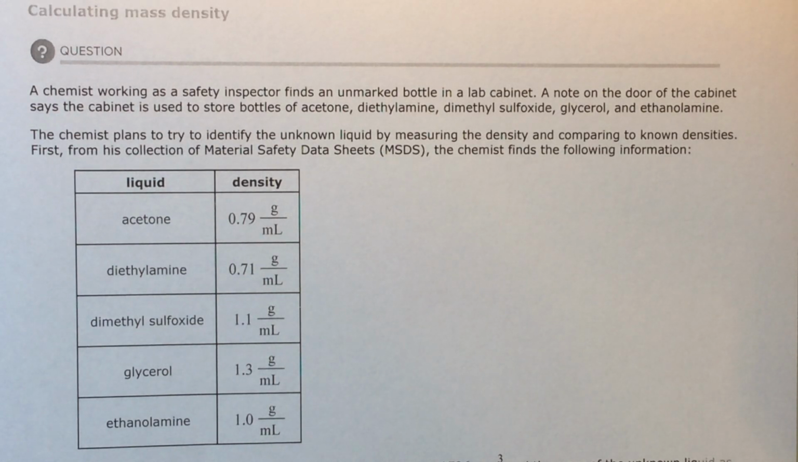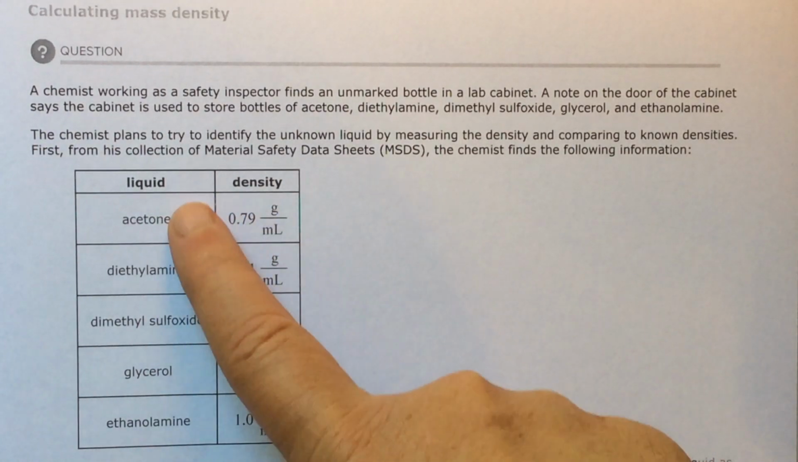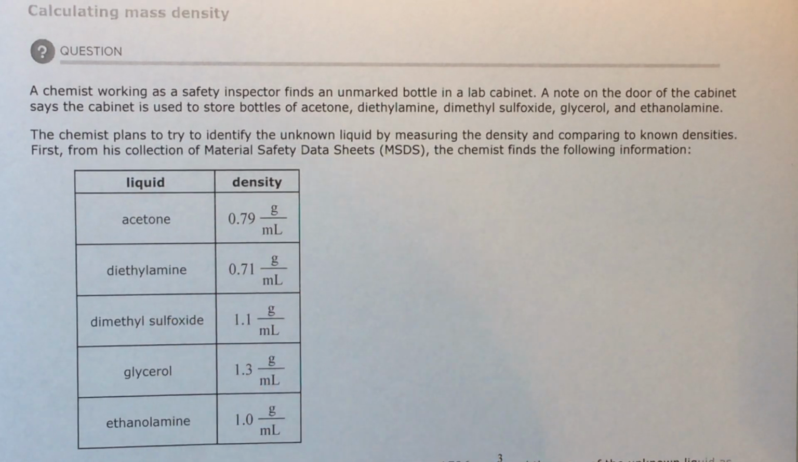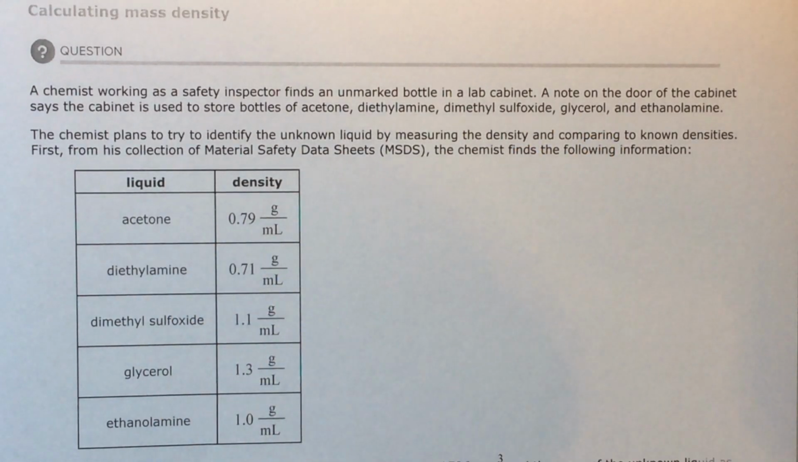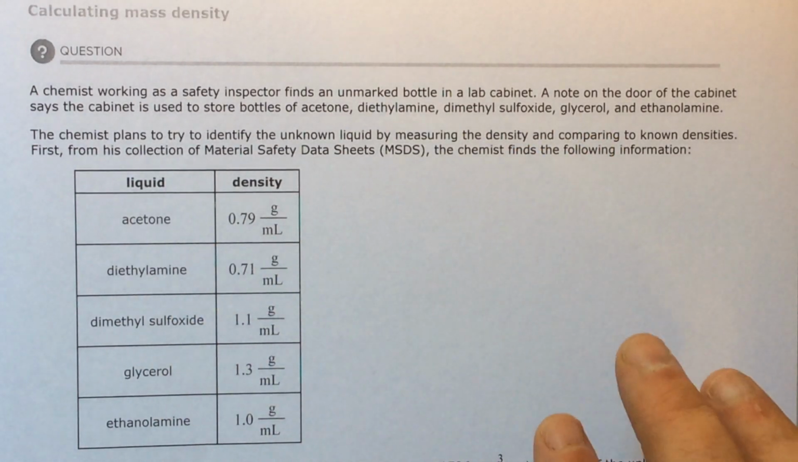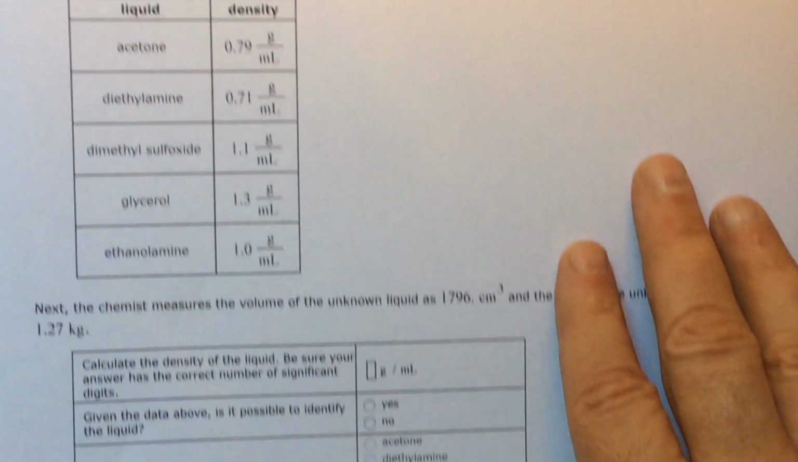First, from his collection of material safety data sheets. Every chemical in the lab has one of these sheets. It says all about the chemical. The chemist finds the following information. So we'll look back at this in just a minute. Here's the density of each one of these materials. You're going to figure out the density of the unknown stuff and then compare it to this table and figure out which one it is. That's what you're going to do in this problem.